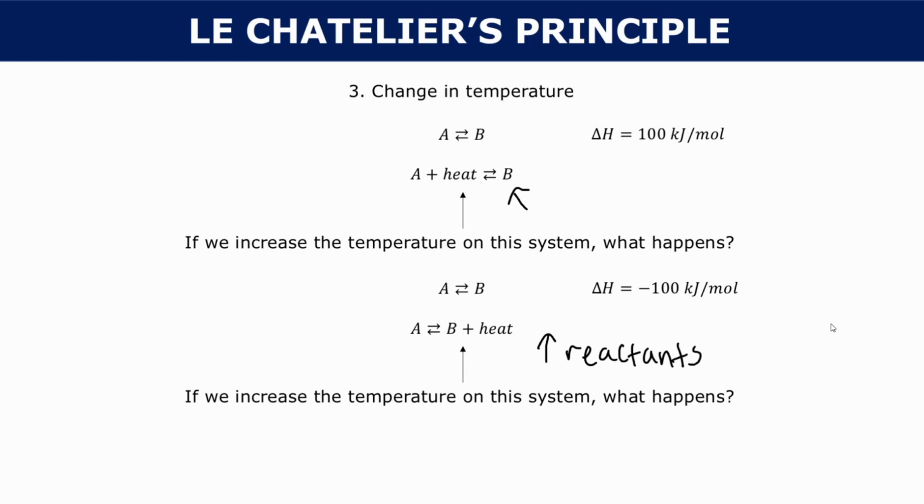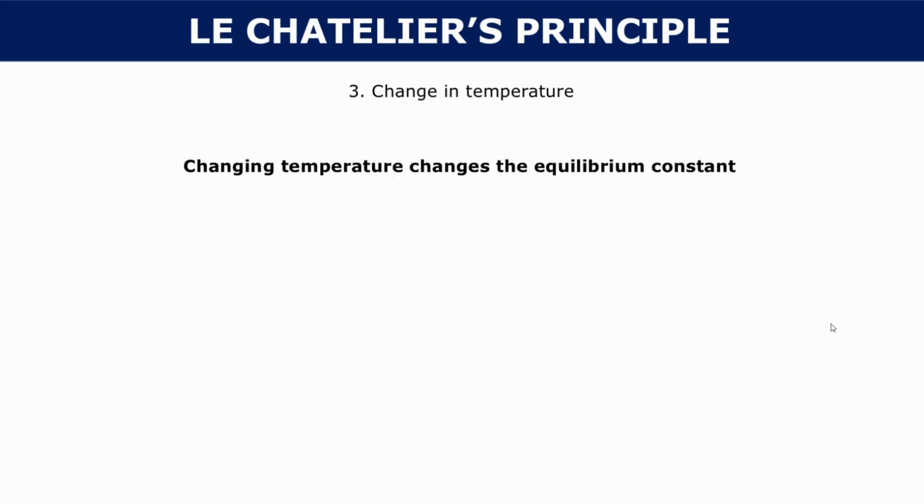So seeing heat as a product or a reactant is really going to help us determine what's going to happen if we were to increase heat or decrease heat. But the difference with a change in temperature is that changing temperature is going to change the equilibrium constant. So do be wary of that. Let's do a little practice problem.